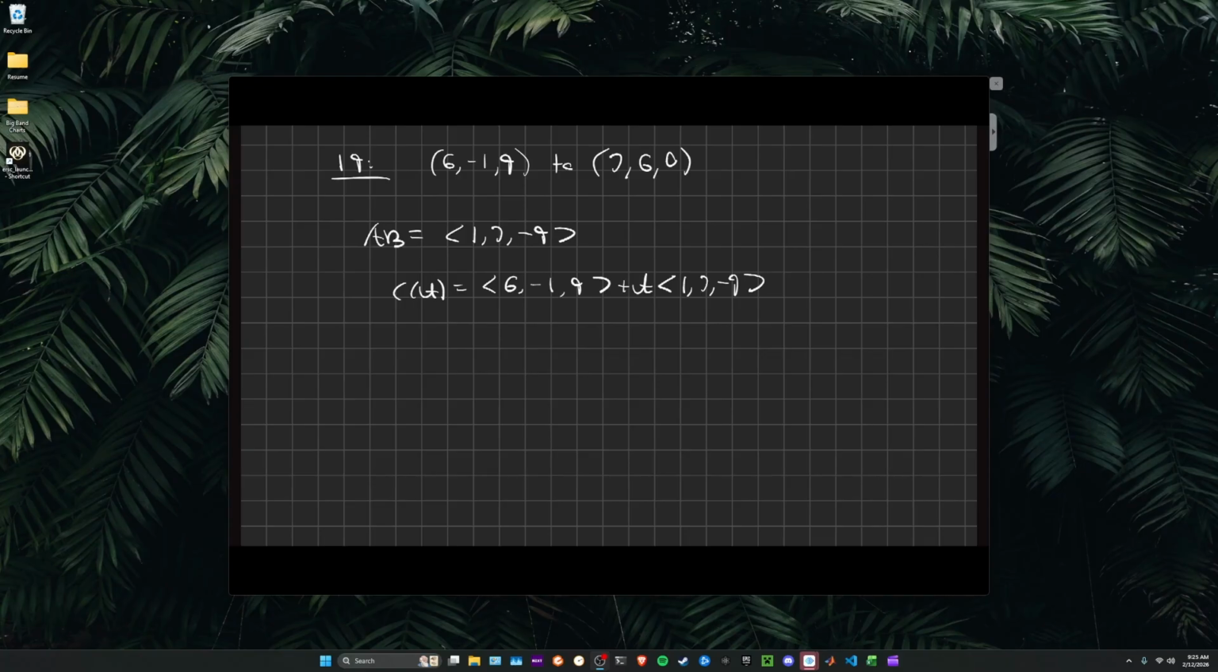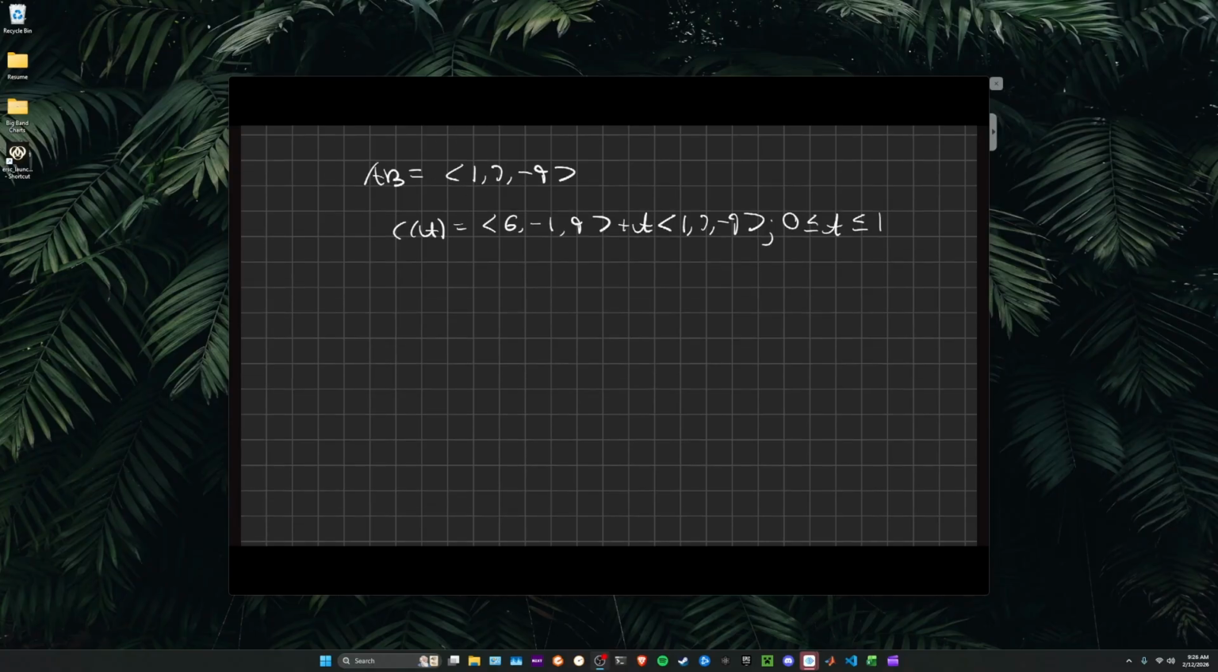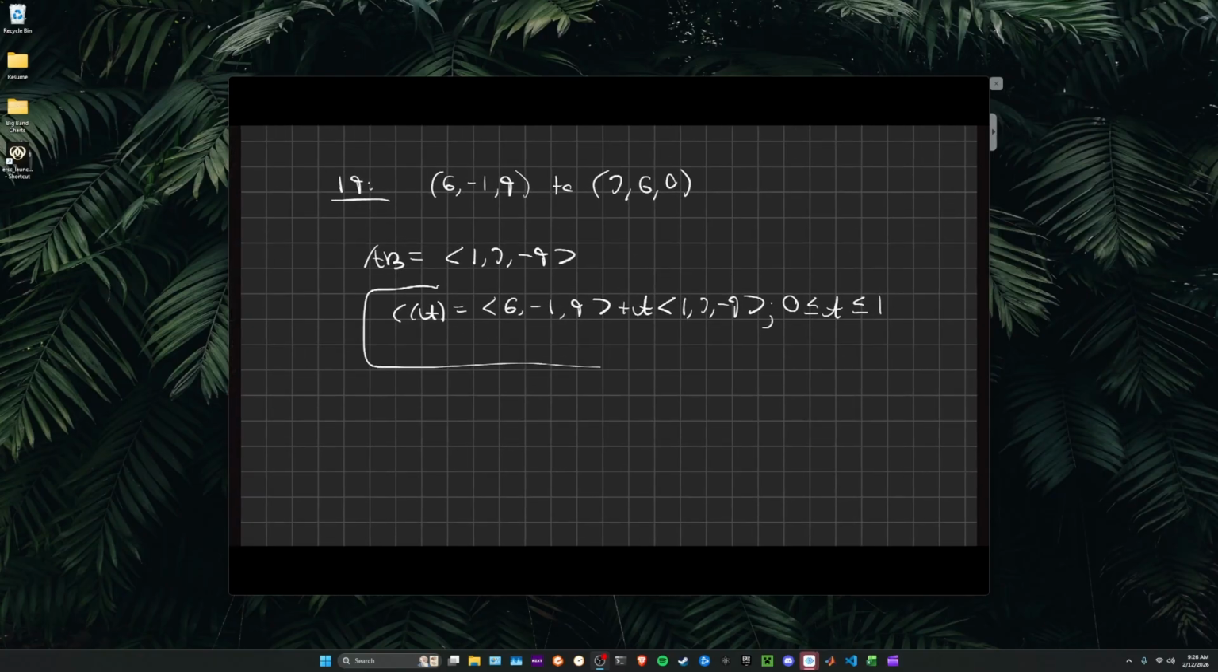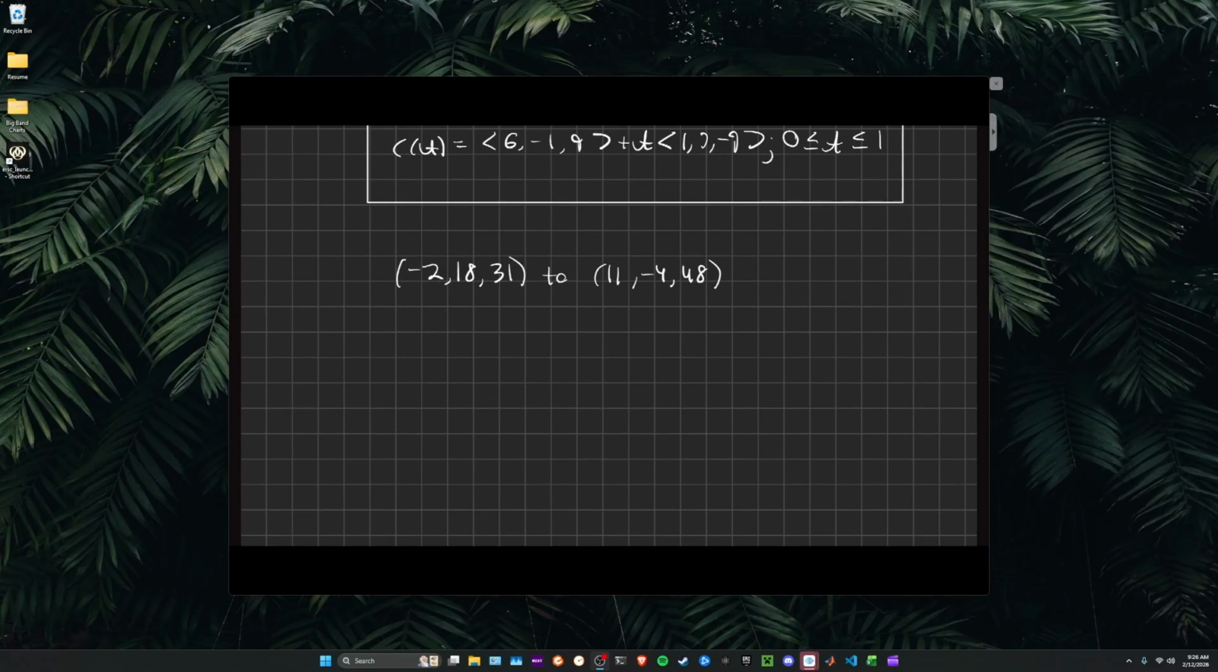And we're usually assuming that t is either greater than or equal to 0 and less than or equal to 1. Okay. So now we want the second question, 18, which wants the parametric equations for a segment given from the point (-2, 18, 31) to the point (11, -4, 48). So this will be the same process as what we just did, but we're just going to jump straight to the parametric part.